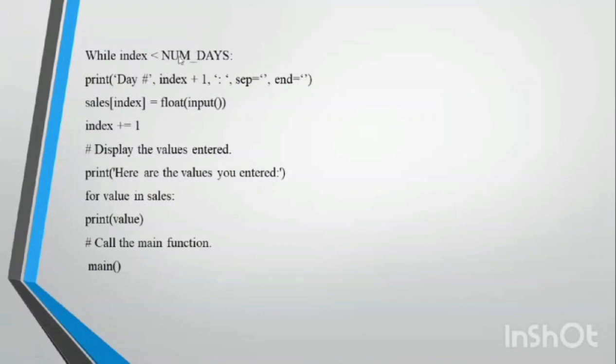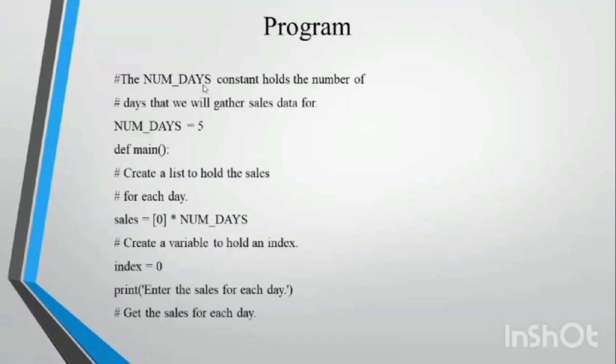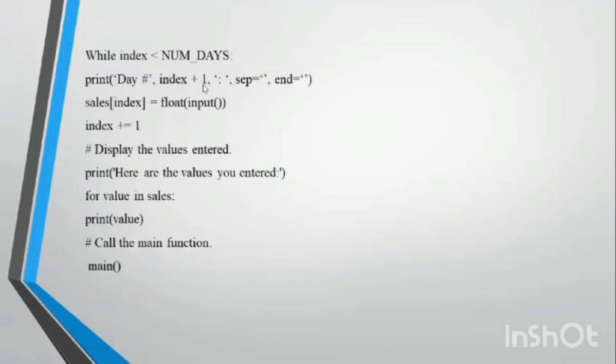The number of days we have already declared. After that, we are printing the day as index plus 1. First, we give the index equal to 0. After that, index plus 1 means 0 plus 1. Next, it will print the first day sales. After that, it will print the second day sales. It will print the sales up to 5 days. After that, it will display the values entered.